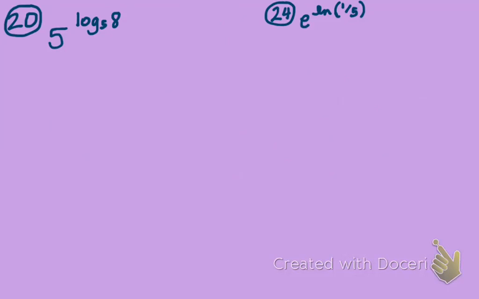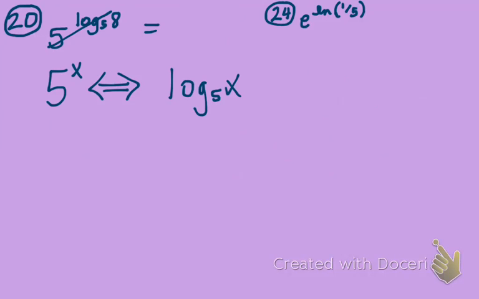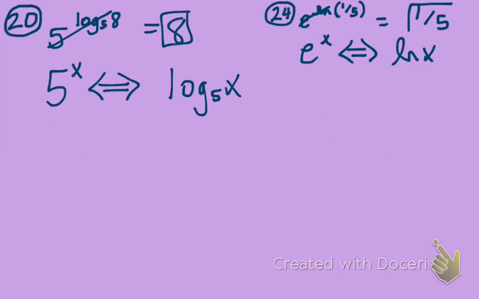On number 20, we have another evaluate without using a calculator, but we've kind of shifted gears. But remember, 5 to the x and log base 5 of x are inverses, aka they undo each other. The answer is 8. Same thing here. We have e to the x, which is the inverse of the natural log of x. So the e and the natural log cancel, and our answer is 1/5, and we're done with that one.